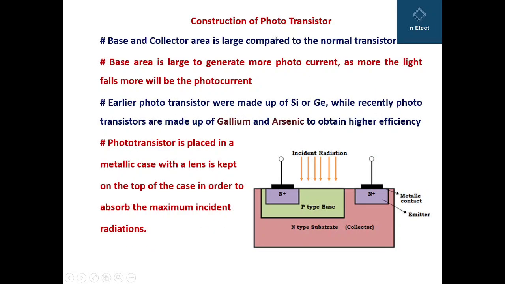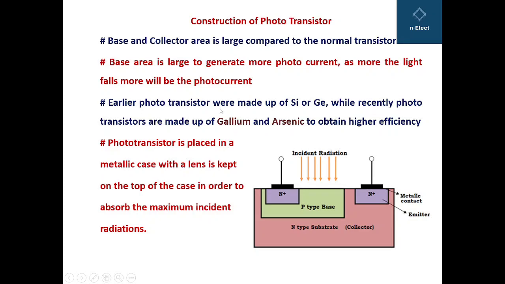So far the construction of phototransistor is concerned, here the base region and the collector region are large compared to the normal transistor. Base area is large to generate more photocurrent. As more light falls, more will be the photocurrent.